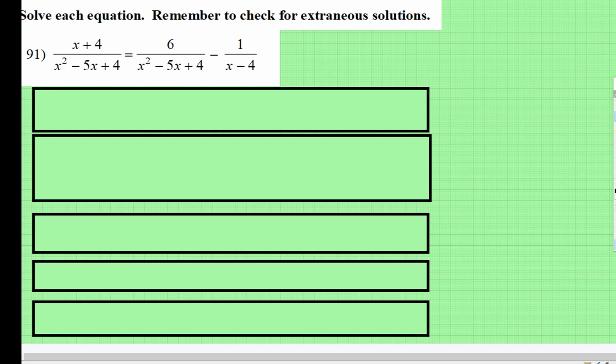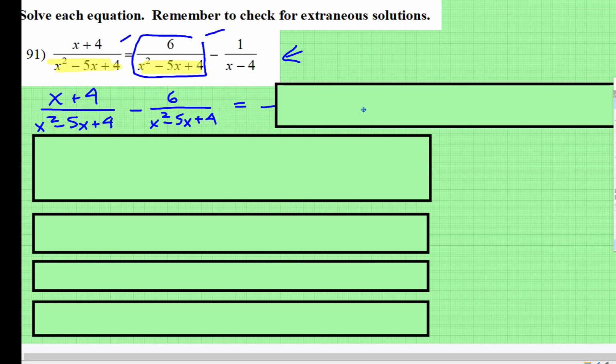Okay, we have another equation dealing with rational expressions, and again, what we want to look for first: do any of them share the same denominator? These two do, and because this one doesn't, I recommend taking this whole fraction and subtracting it from both sides. So I believe that's probably what I did here.